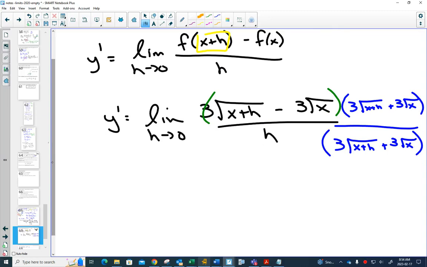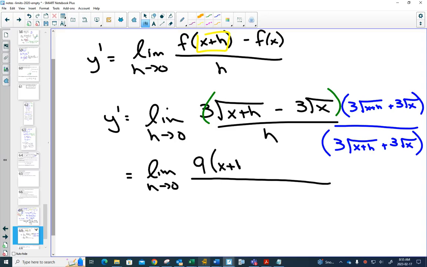What does that do for me? I get the limit as h goes to 0, and on the top it becomes this squared minus this squared. Now if I square this first one, can you see that you would get 9? And then the square root squared would just become x plus h. Minus, and I square this one, it'll be 9. And the square root of x times square root of x will just be x.